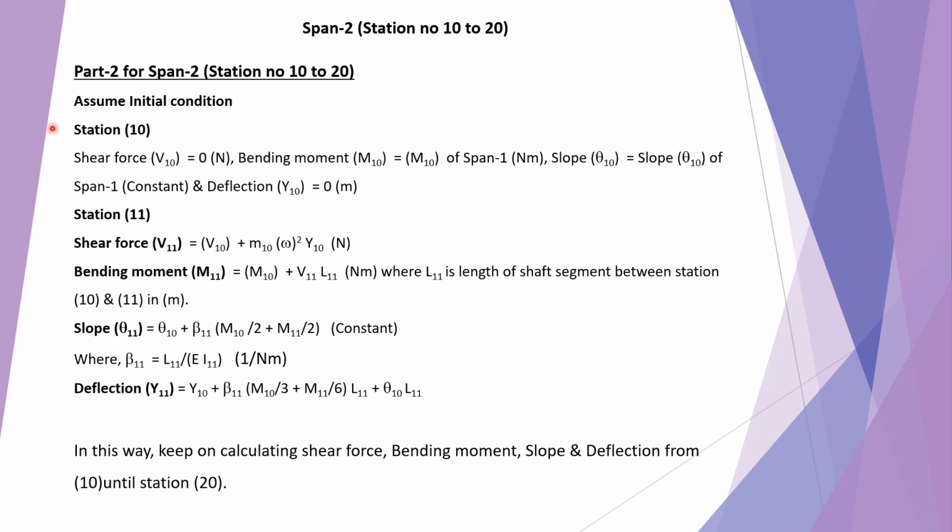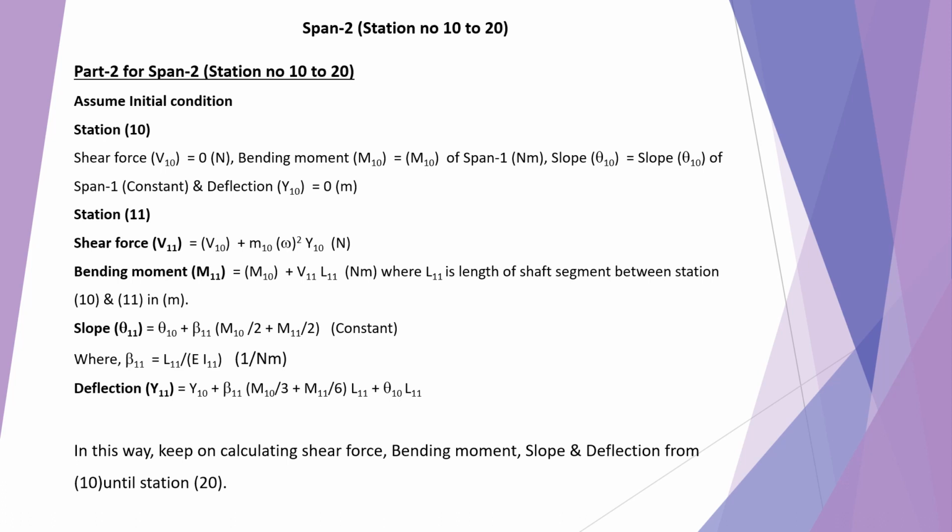Now part 2 for span 2, station number 10 to 20. Initial condition, station number 10: shear force V10 is 0, bending moment M10 is the bending moment of span 1, slope theta 10 is equal to slope theta 10 of span 1. Deflection y10 is 0 because y10 of span 1 is also 0.